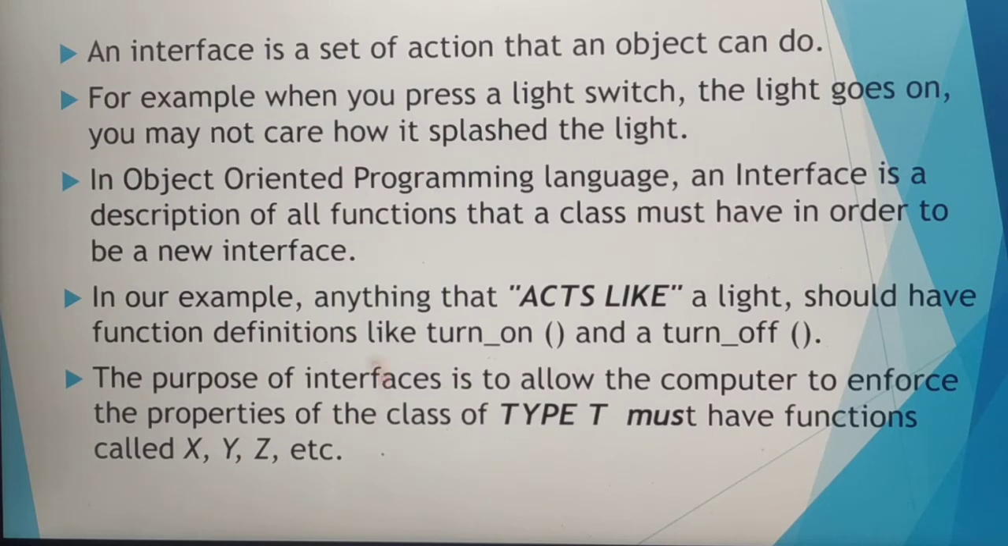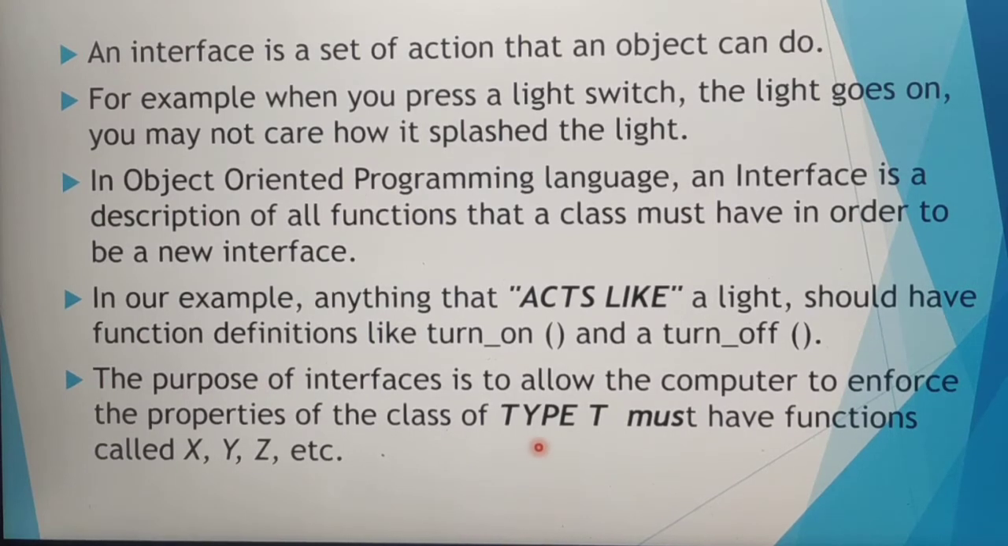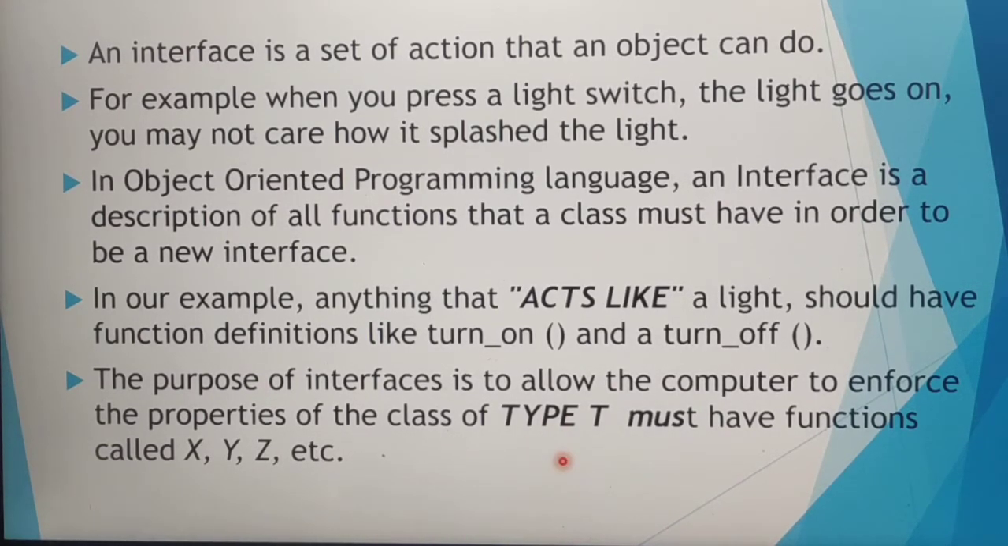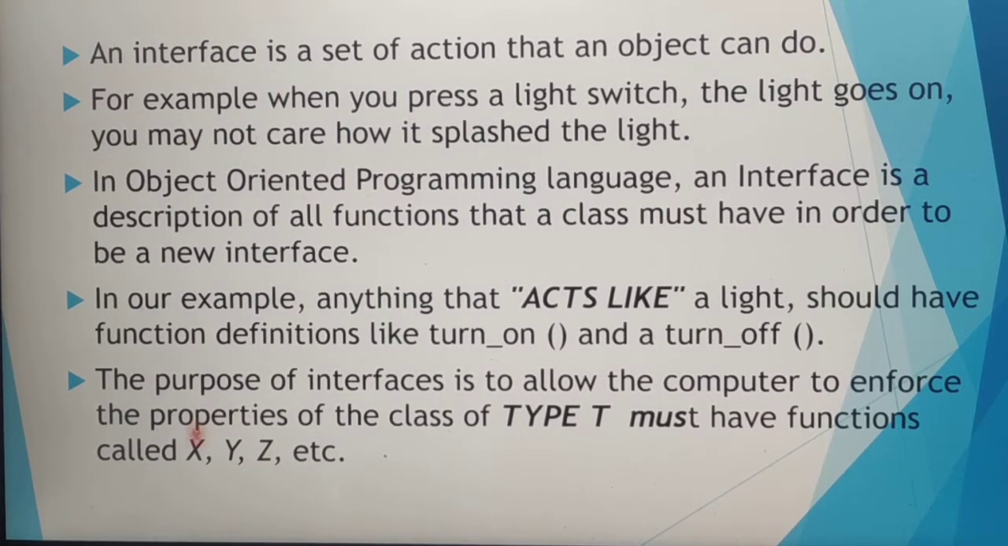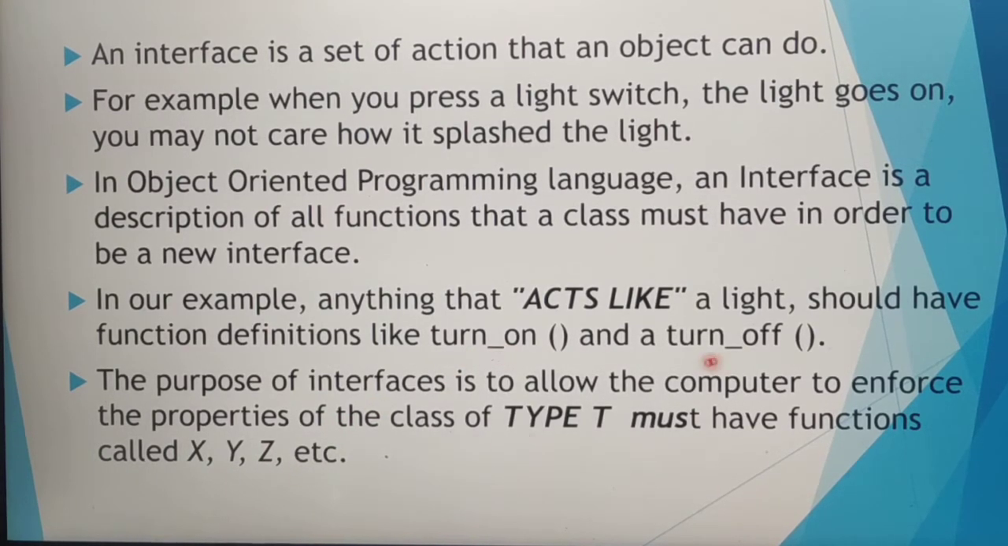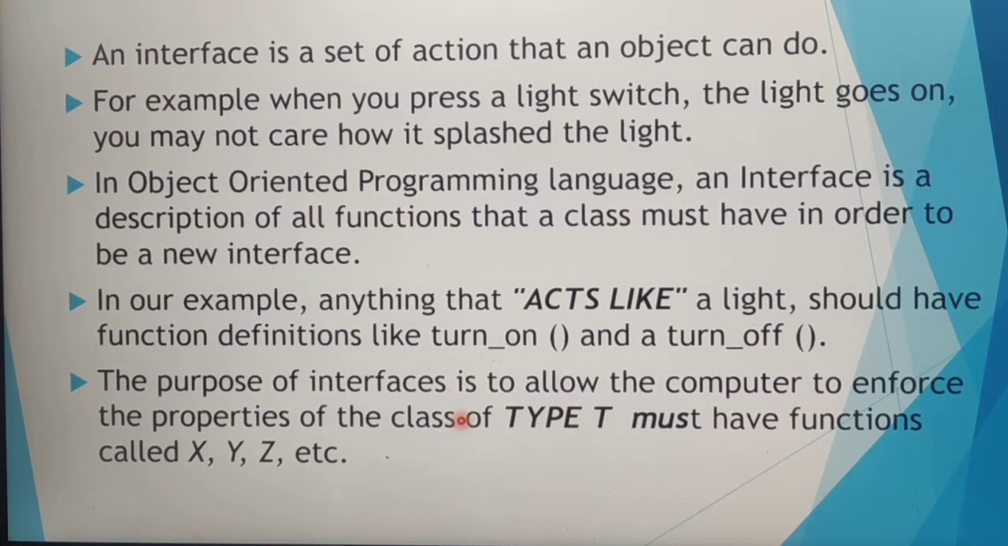Based on the interface's purpose, we can give any number of properties. Here is an example, class type T. For this class type T, we can give any number of functions like X, Y, Z. Here X is simply like a turn on function, and another function like this. Depending on the interface's purpose, we can construct different types of functionalities.